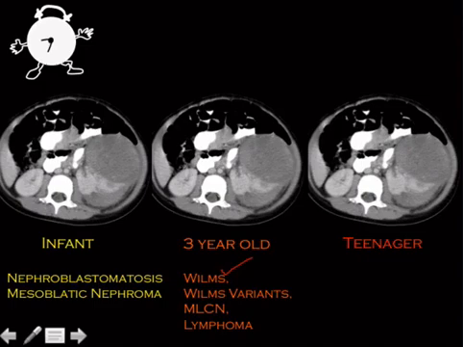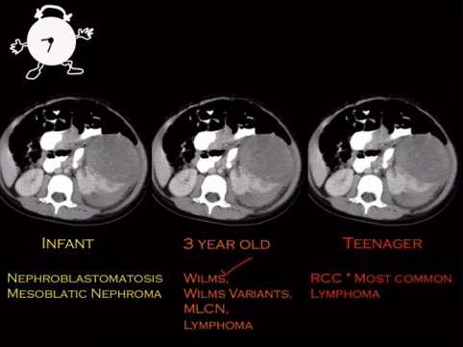In a teenager, RCC is actually the most common, but you can also have lymphoma.